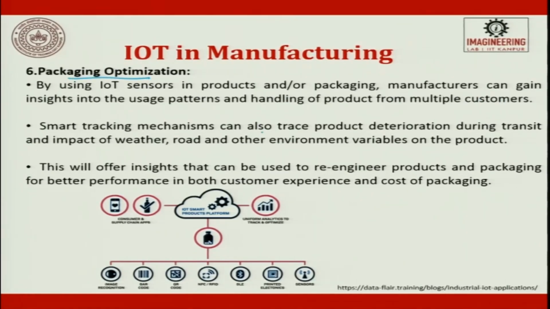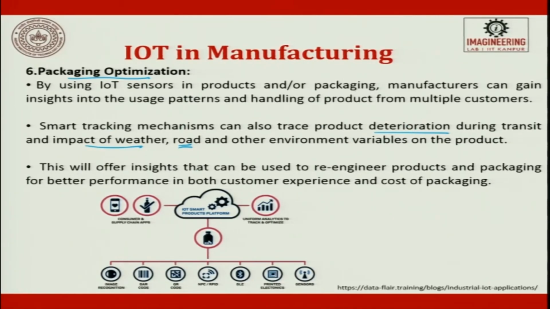Smart tracking mechanisms can also trace product deterioration of perishable goods, vegetables, fruits during transit, and the impact of weather. For example, I do not know how many of you realize that in summer the apple loses almost 5 to 6 grams per apple because of heat. So, that is the impact of weather. Roads, if the road conditions are poor, if the perishable good gets spoiled, other environmental variables, how is it going to impact the product quality at the customer end.